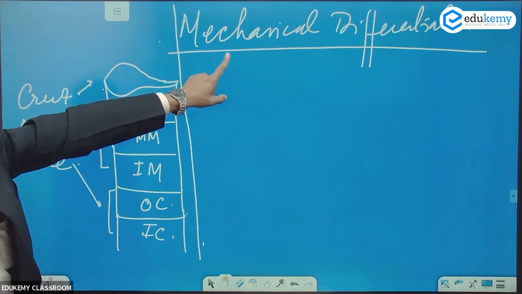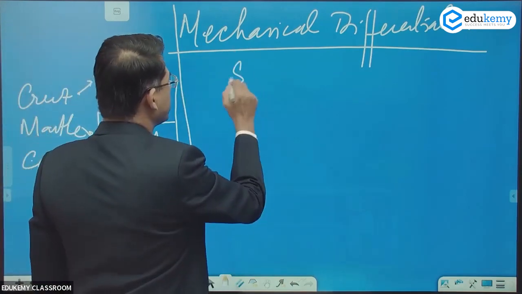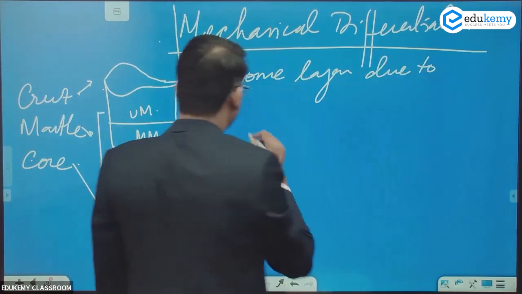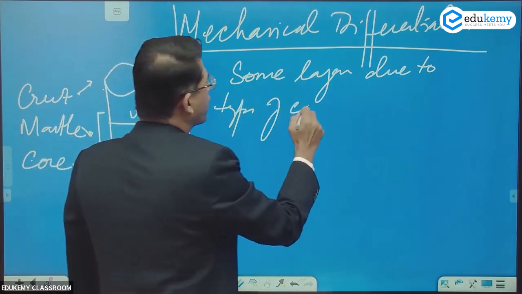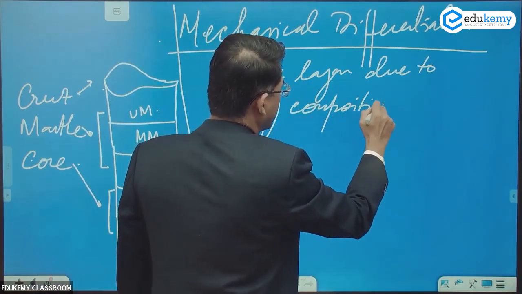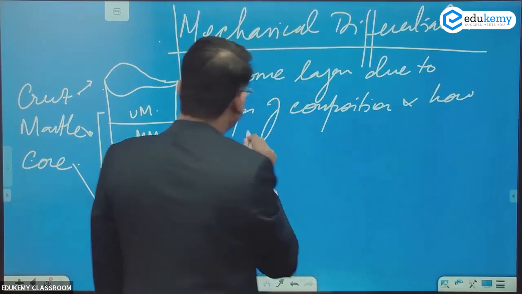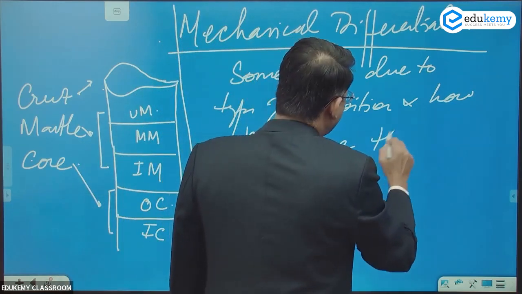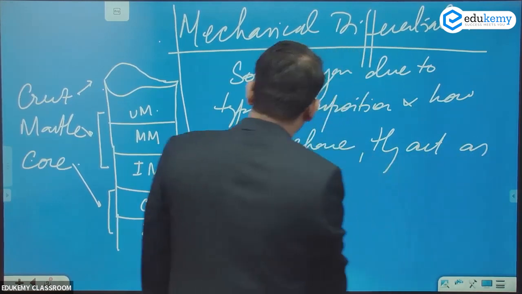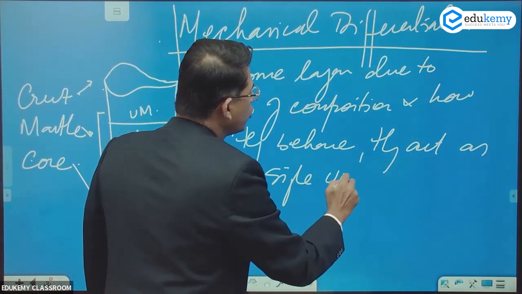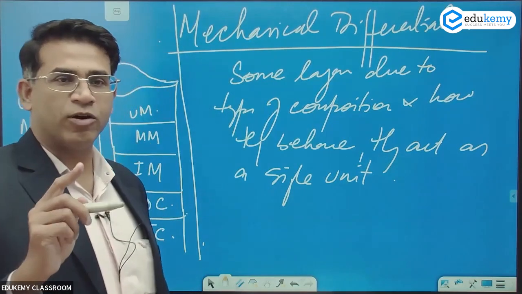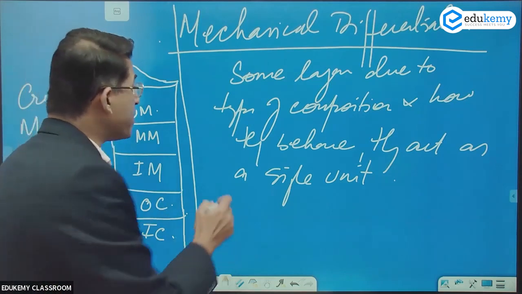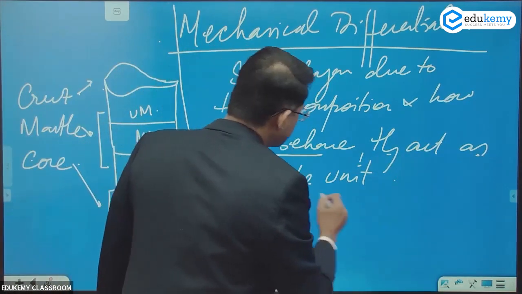Now come to the mechanical differentiation. What will happen in this? Some layers, due to the type of composition and how they behave, act as a single unit.